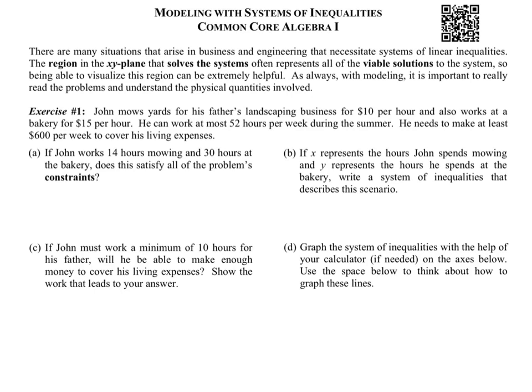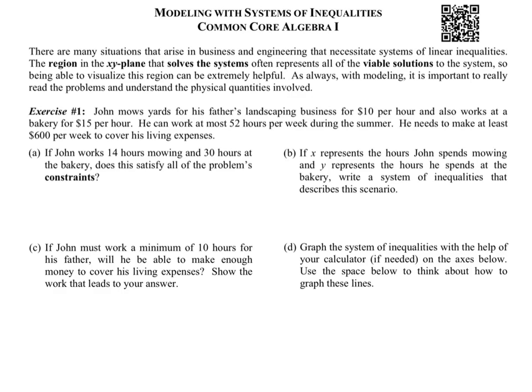So in this first exercise, John mows yards for his father's landscaping business for $10 per hour and also works at a bakery for $15 per hour. He can work at most 52 hours per week during the summer. He needs to make at least $600 per week to cover his living expenses. So if John works 14 hours mowing and 30 hours at the bakery, does this satisfy all of the problem's constraints?